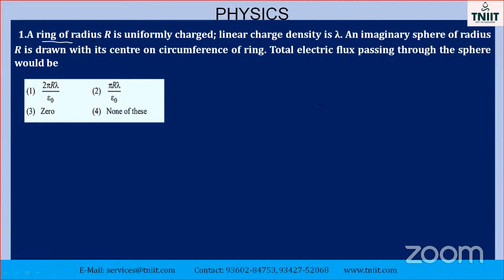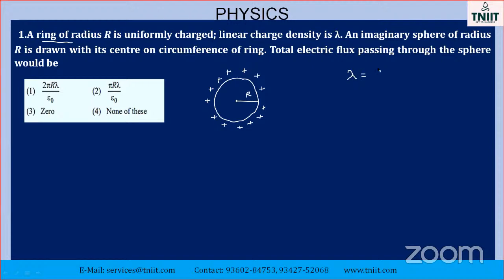There is a ring of radius capital R that is uniformly charged. Let us say this is the ring. This is uniformly charged and the radius is R. What is the linear charge density? Lambda. Linear charge density is lambda.